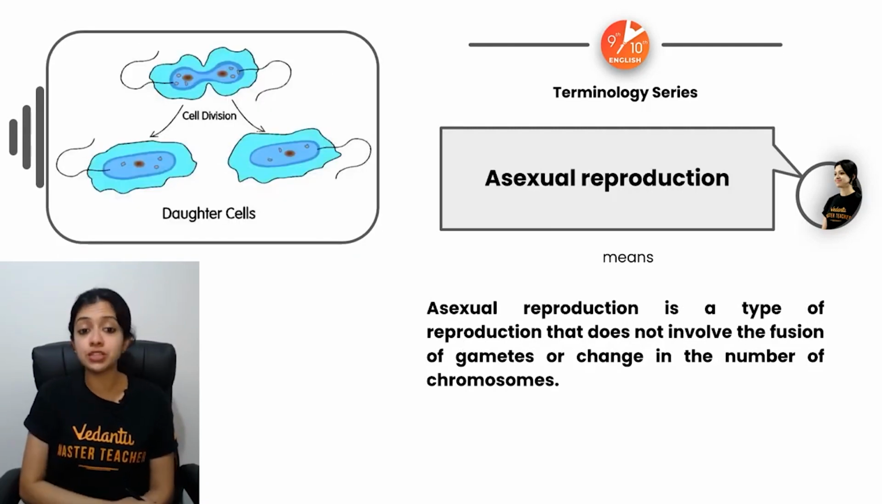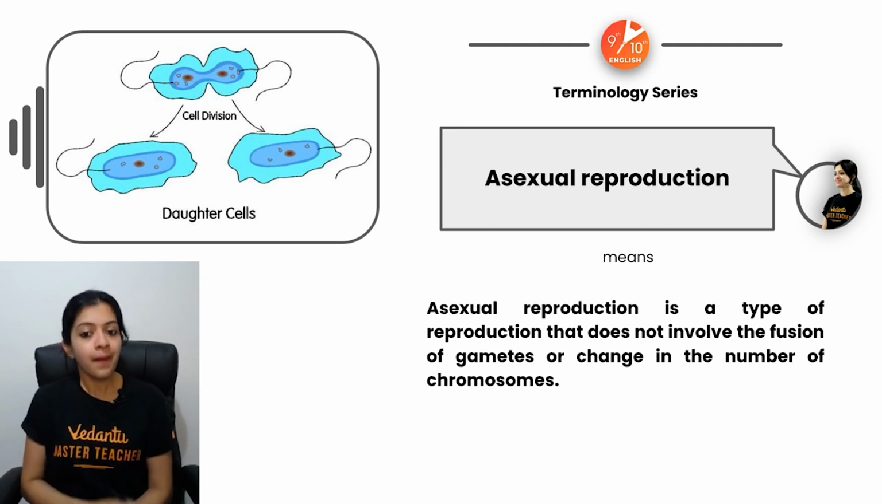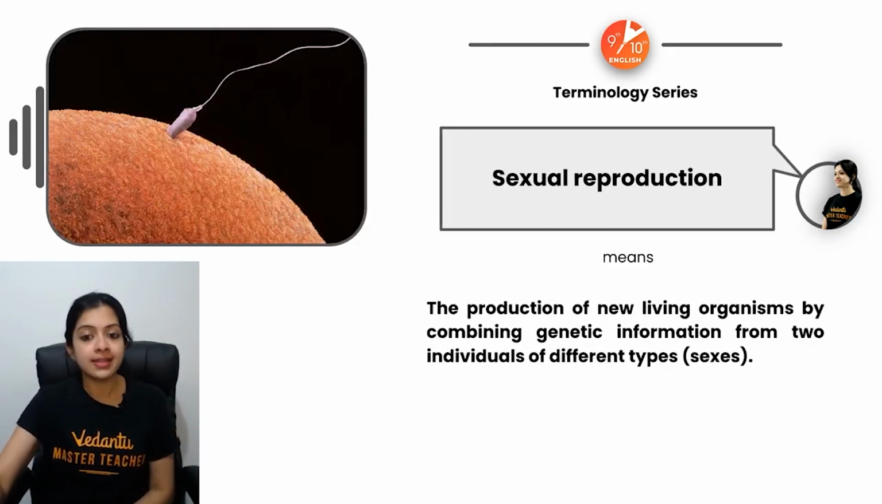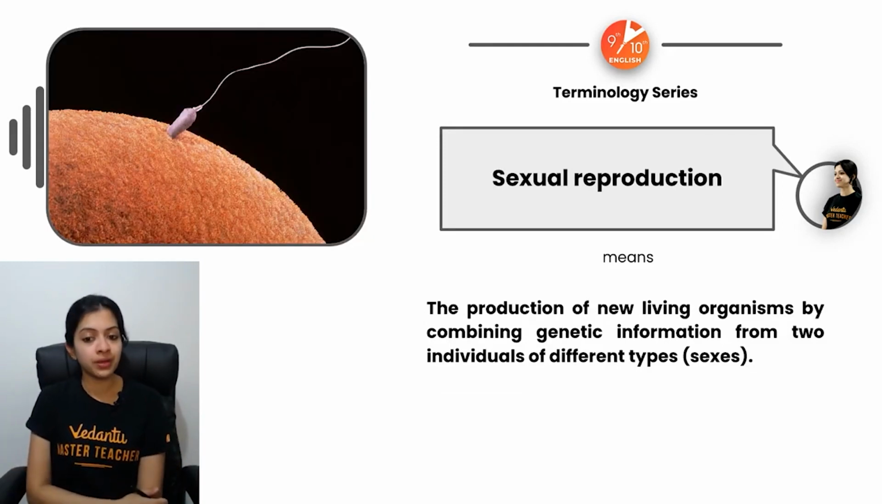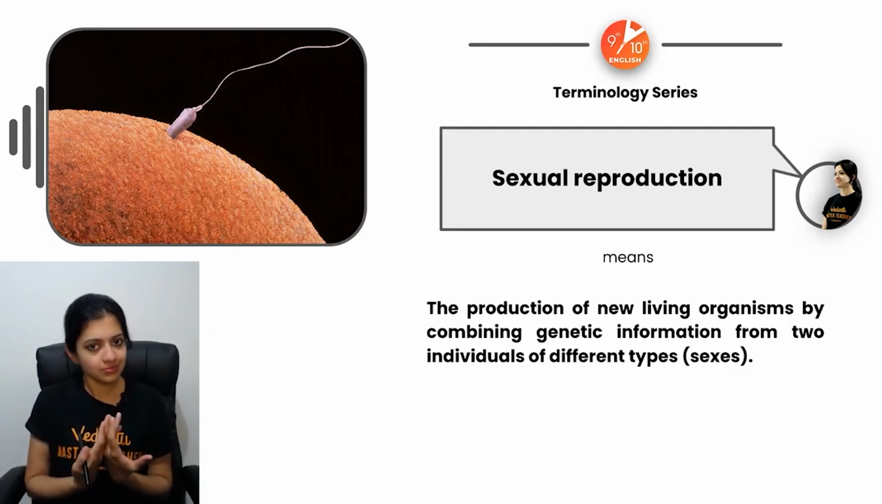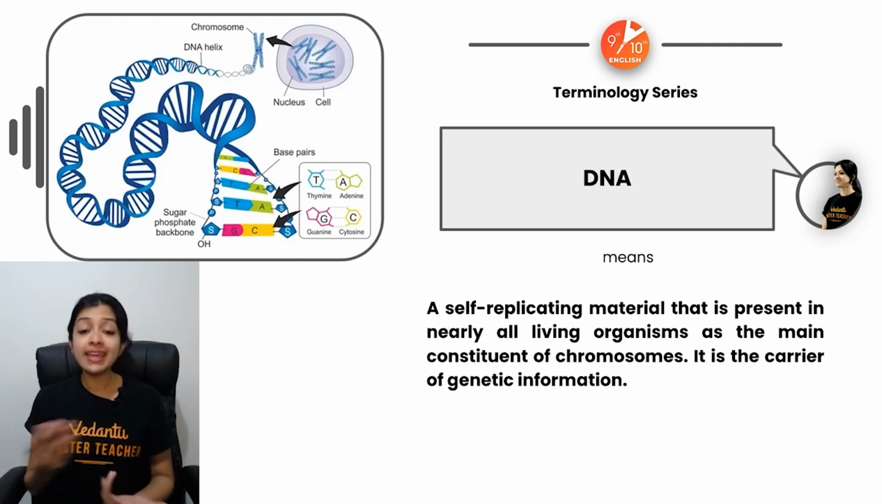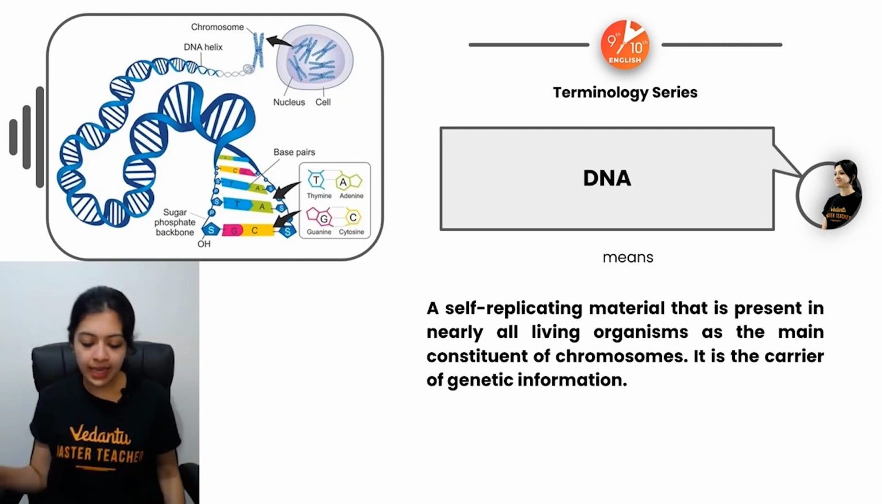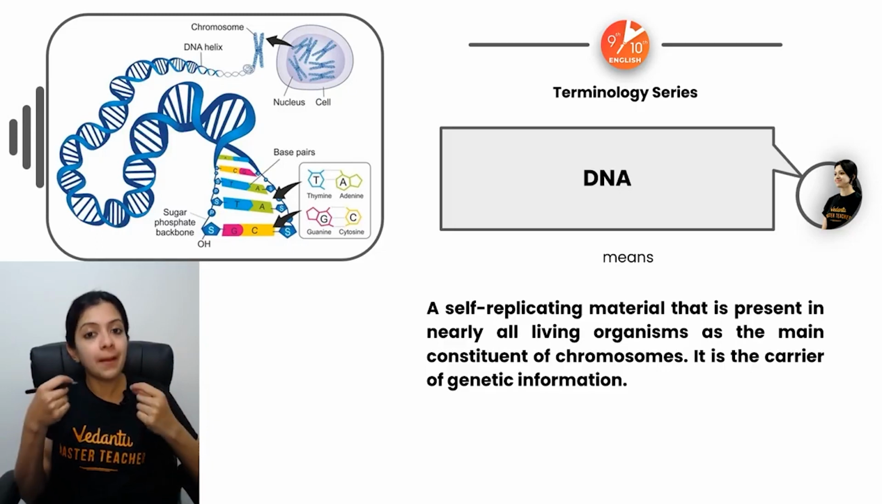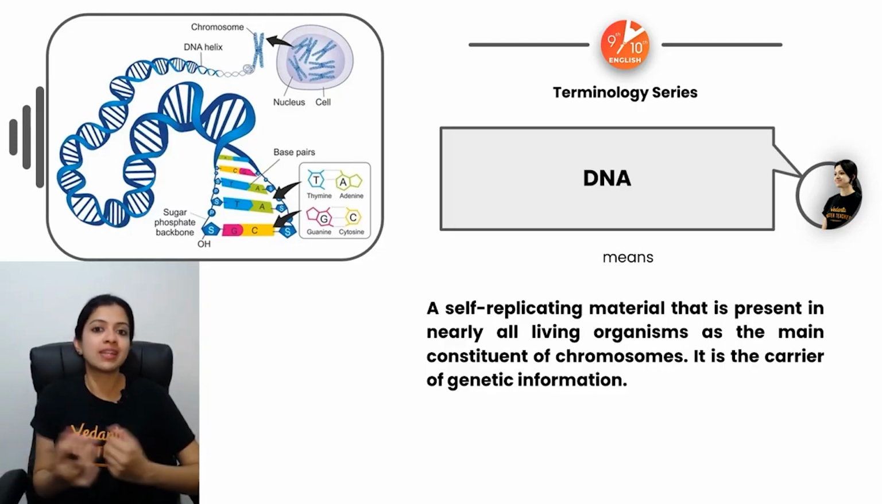Okay, now asexual reproduction. This is something we've discussed in the chapter on reproduction as well. This is a type of reproduction wherein fusion of gametes does not take place, just one parent is involved. And sexual reproduction would be one in which two different types of gametes fuse together, right? Okay, now DNA. What is DNA? DNA, we can say, is the biochemical molecule which makes up our genetic material.